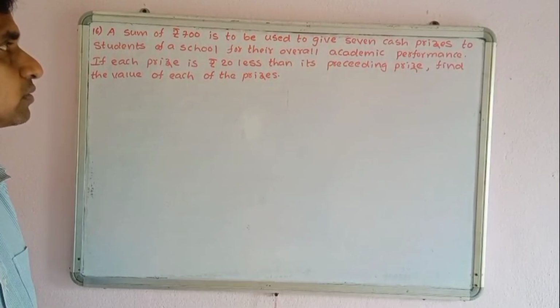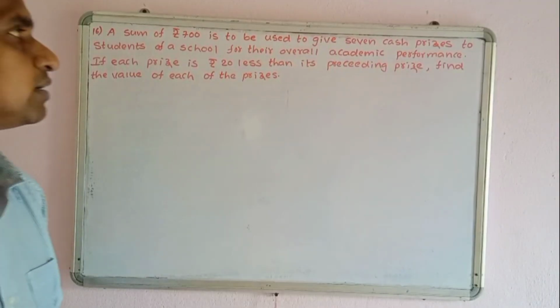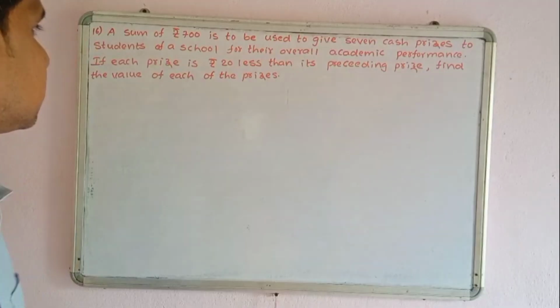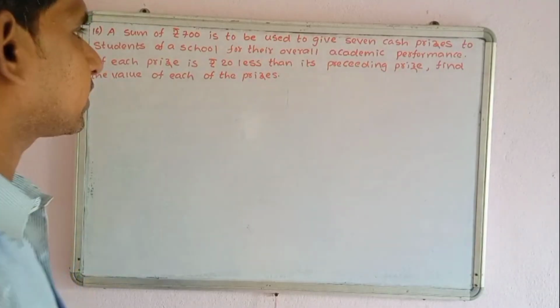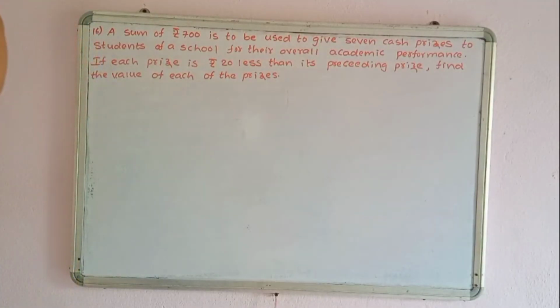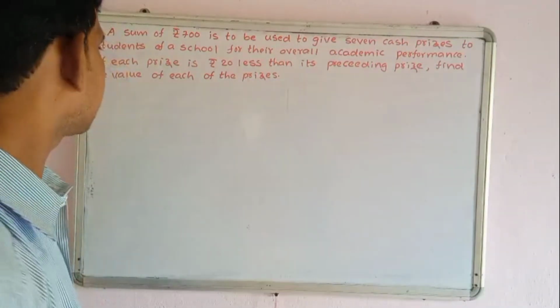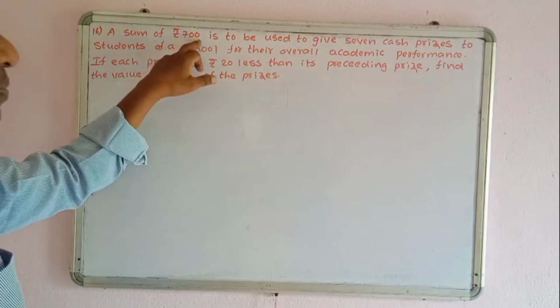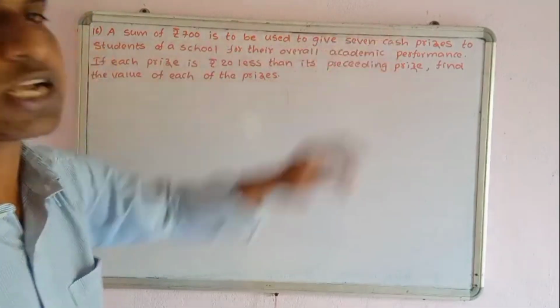A sum of rupees 700 is to be used to give 7 cash prizes to students of your school for their overall academic performance. If each prize is 20 less than its preceding prize, what is the value of each of the prizes? A sum of 700 rupees is used to give 7 cash prizes.